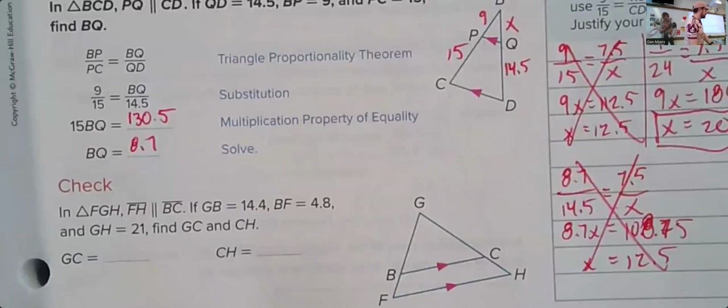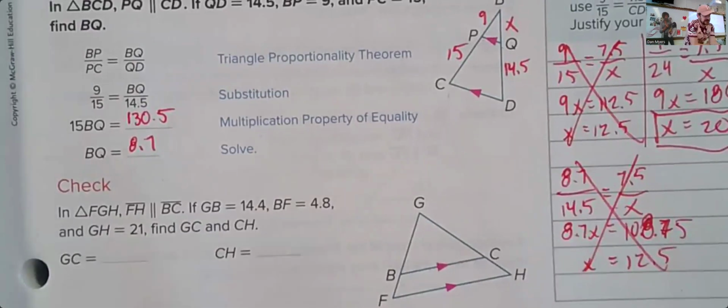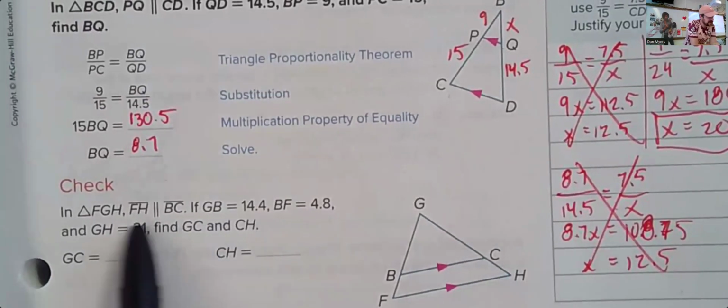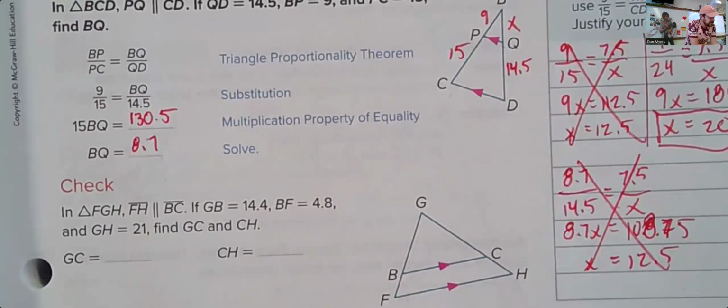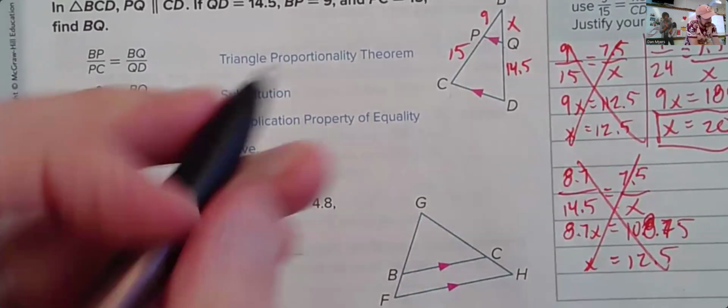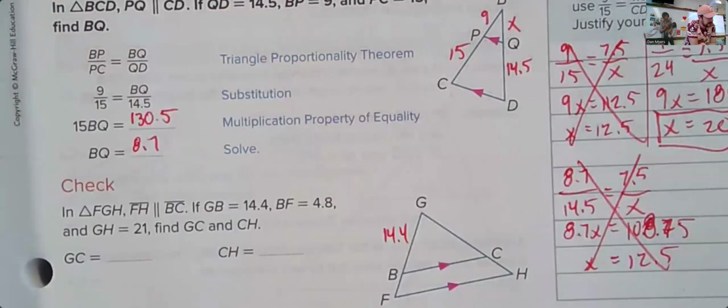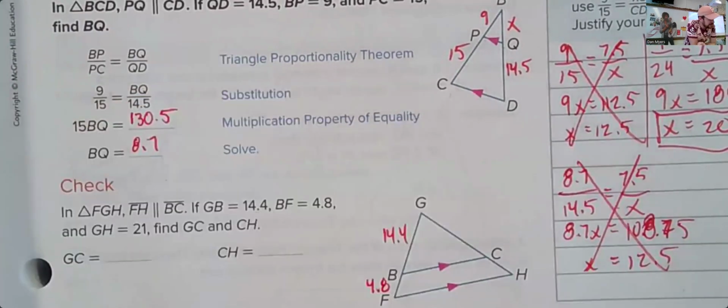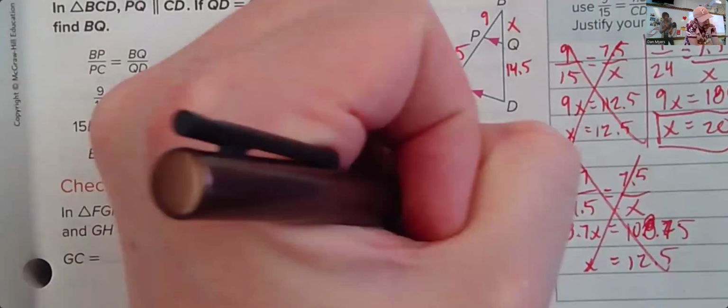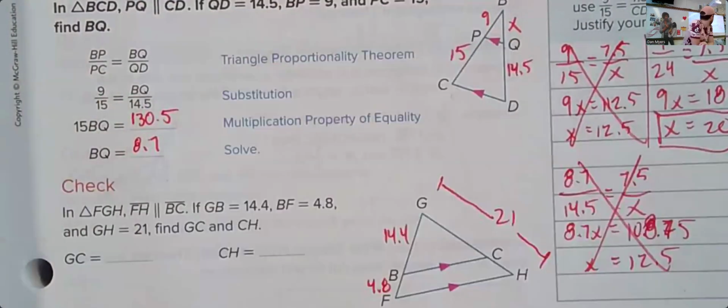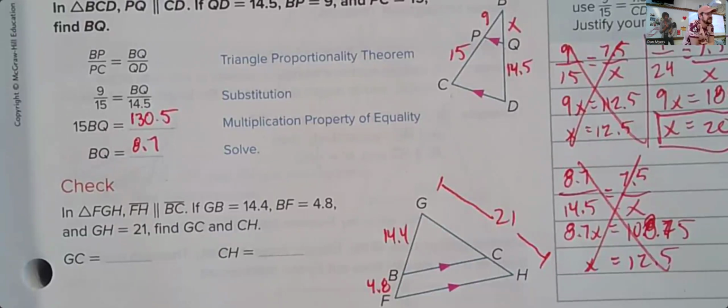Check set. In triangle FGH, so that's the large one here, FH is parallel to BC, we can see that. If the length of GB is 14.4, put that on there. The length of BF is 4.8. The length of GH is 21. Find the length of GC and CH. Interesting.